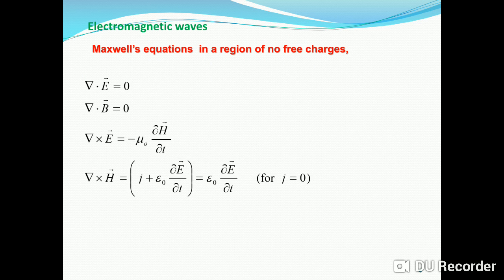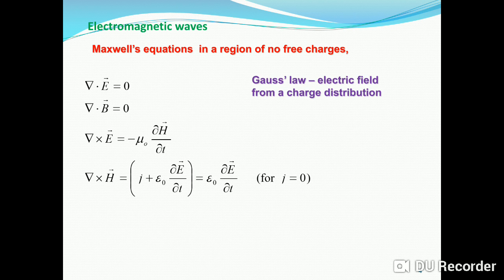Next, Maxwell's equations in a region of no free charges are: del dot E bar is equal to 0, del dot B bar is equal to 0, del cross E bar is equal to minus mu naught into dou H bar by dou t, and the last one is del cross H bar is equal to epsilon naught into dou E bar by dou t.